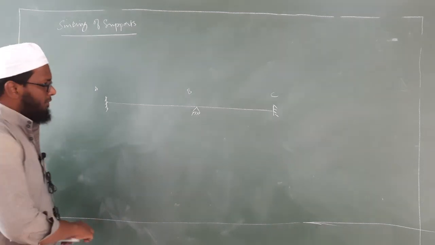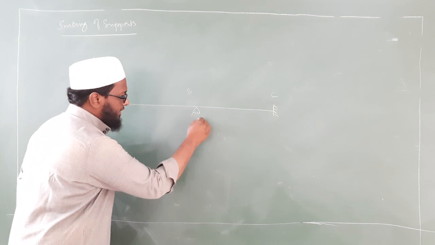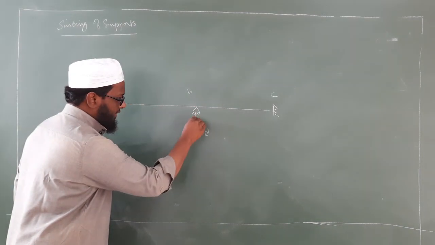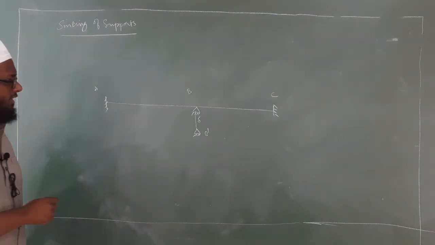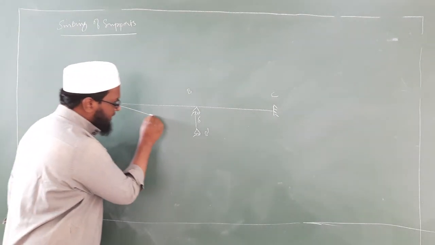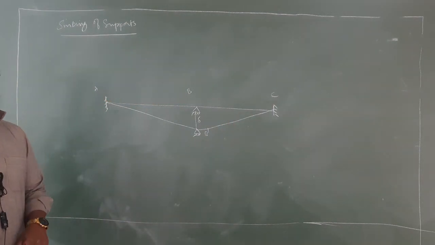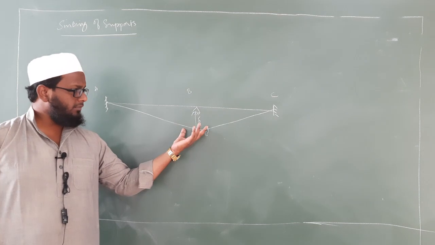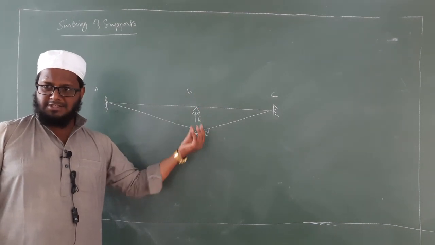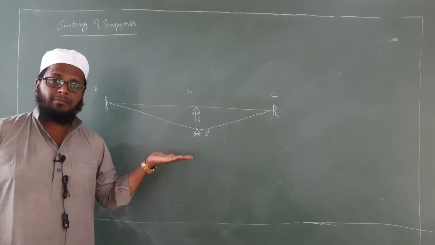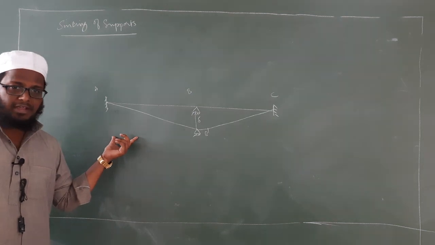Support B, suppose it is here, it came down to this point, this is B dash, and this deflection is delta. So now if you see the beam here, my beam will go in this fashion, isn't it? Beam will be like this. So what happens here is, once the support sinks down, there will be an extra moment from the supports.